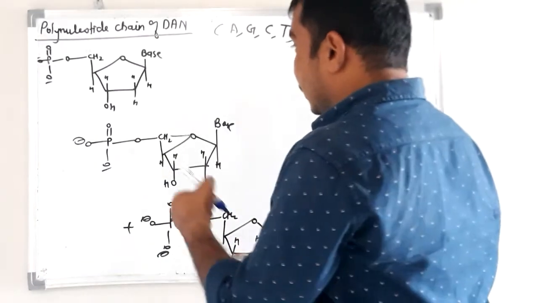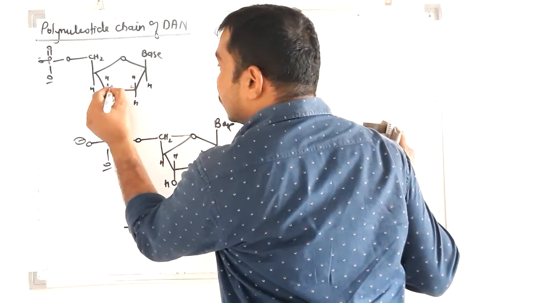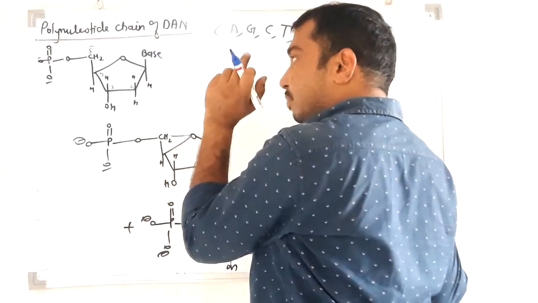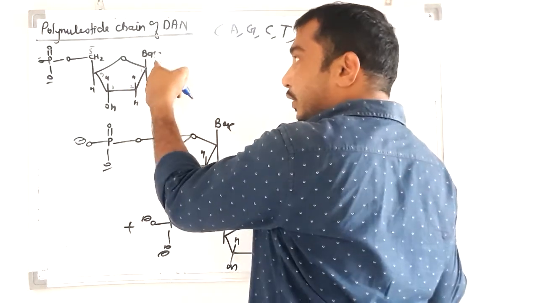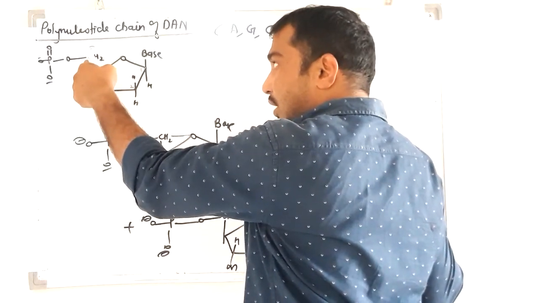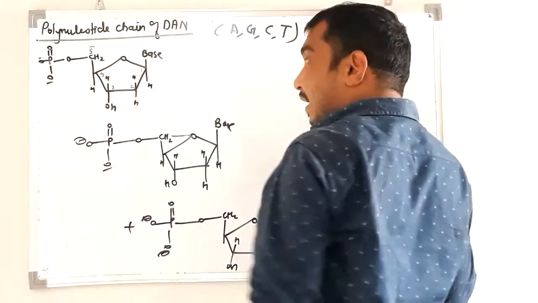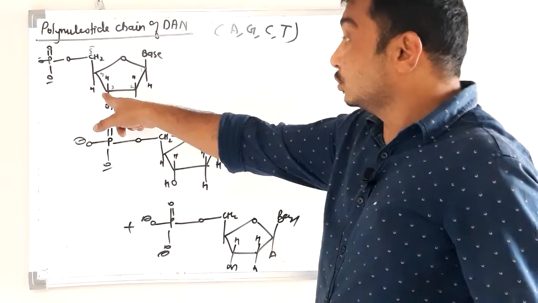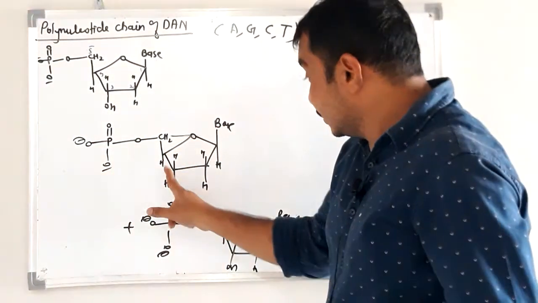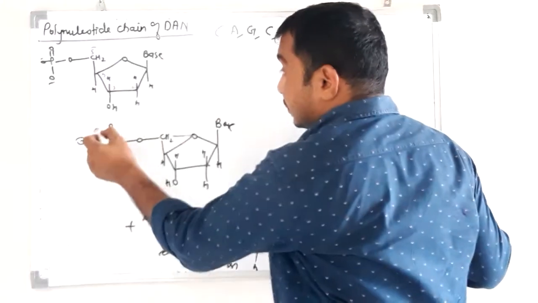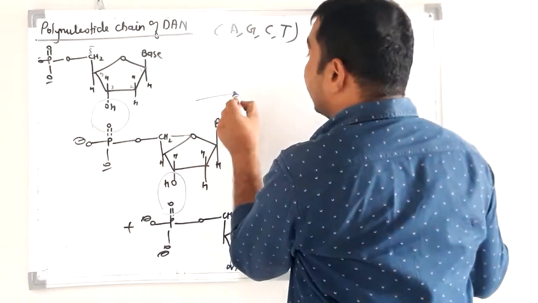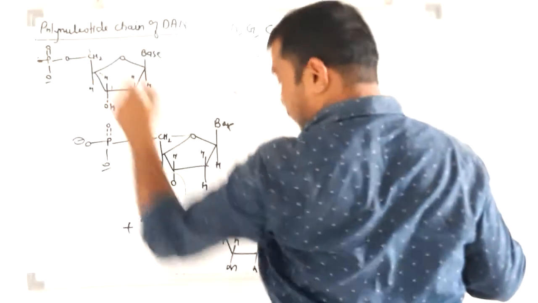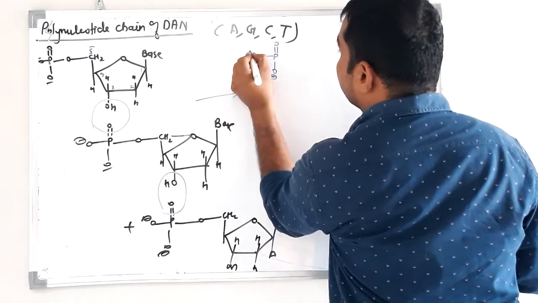So see, very simple. Here carbon number 1, carbon number 2, 3, 4, 5. Carbon number 1 of the sugar molecule attaches with the base, carbon number 5 of the sugar molecule attaches to the phosphate linkage, and one nucleotide molecule attaches with another nucleotide molecule through C3, combining with each other like this and forming the polynucleotide chain, and so on, here also like this.